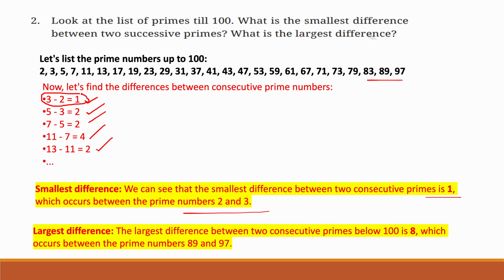The largest difference between two consecutive primes below 100 is 8, which occurs between the prime numbers 89 and 97. 97 minus 89 is equal to 8.